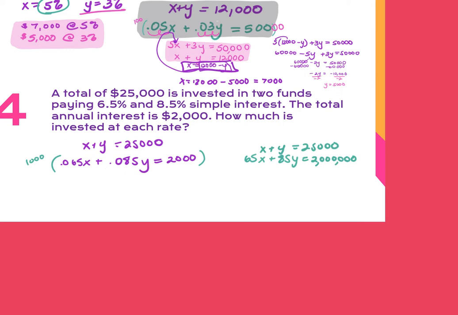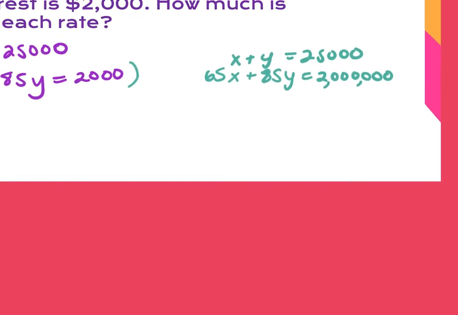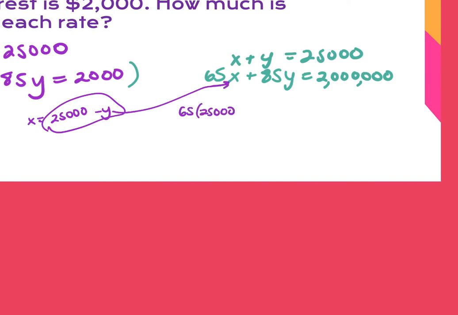And then what variable do you solve for? X. So you did x equals 25,000 minus y. Take that and plug it in here. So 65. 61625.